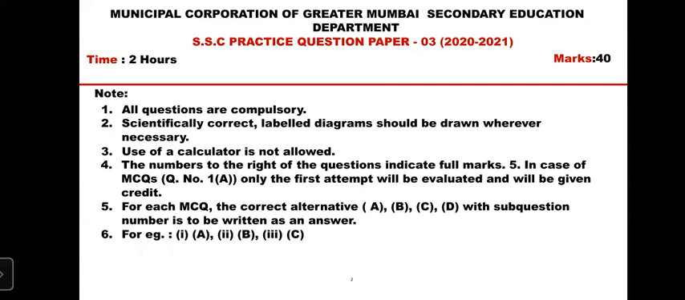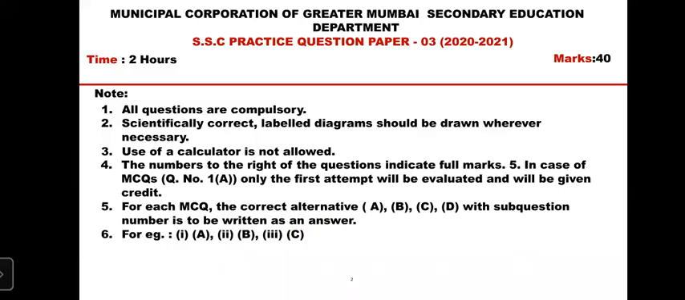See the next instruction. For each MCQ, the correct alternative, A, B, C, D, with the sub question number is to be written as an answer. I have shown in the example how you have to write. For example, suppose for the first MCQ, A is correct. So how are you going to write? First A. Second, suppose for the second MCQ, B is the correct answer, so you mention second B, third C. So this is a very important instruction regarding MCQ which you have to follow.